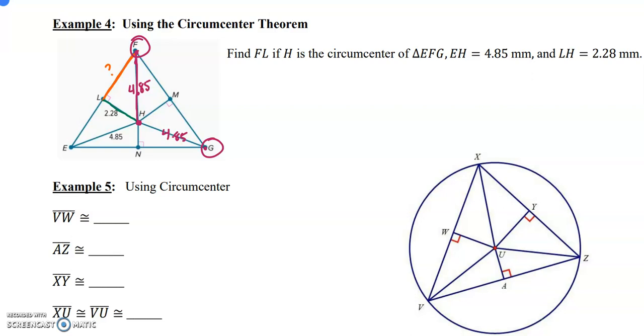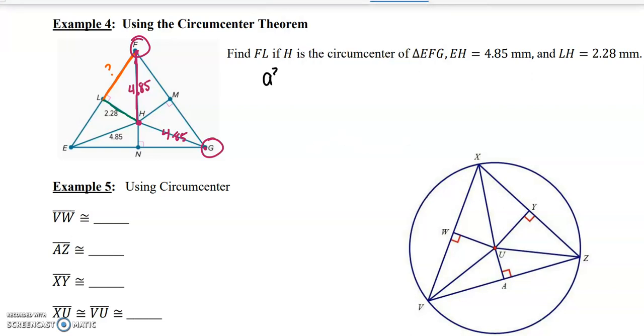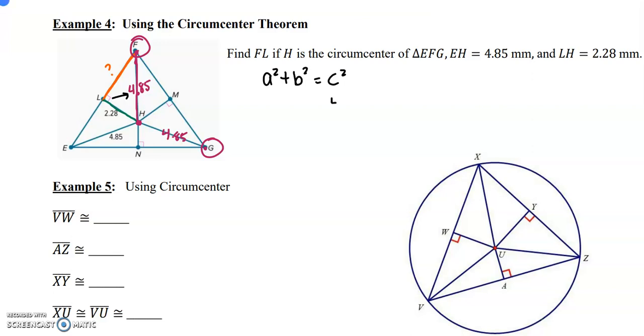So now I have two sides of my right triangle. I can go ahead and find the third. Remember, our formula is a squared plus b squared equals c squared. And notice our c, we do have it. It's across from the right angle. We're going to make sure that our 4.85 gets put in for c, and then 2.28 in for a or b, doesn't matter which one.